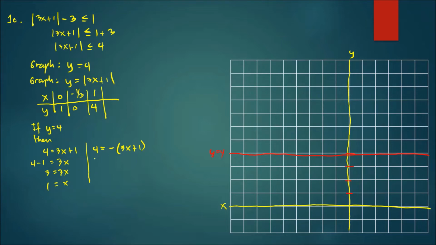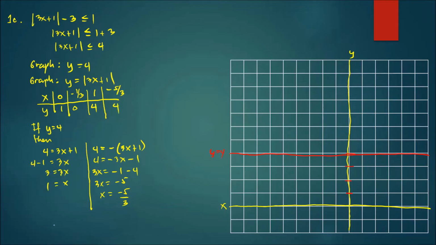Okay. For the other one, we have negative 3x minus 1. So we solve for x. We have 3x is negative 1 minus 4, or 3x is equal to negative 5, or that is x is equal to negative 5 by 3. So that is our other point, negative 5 by 3, 4.